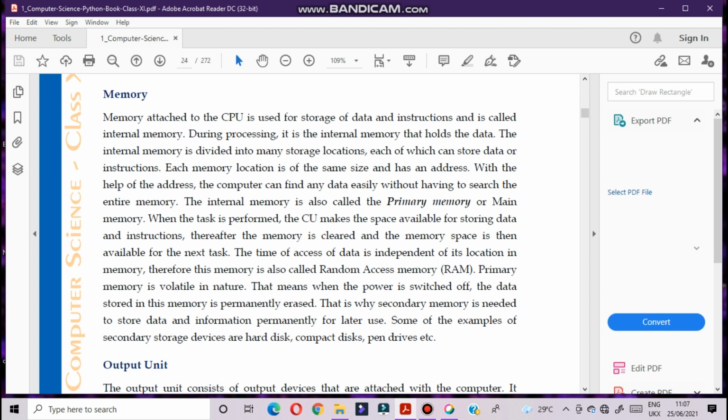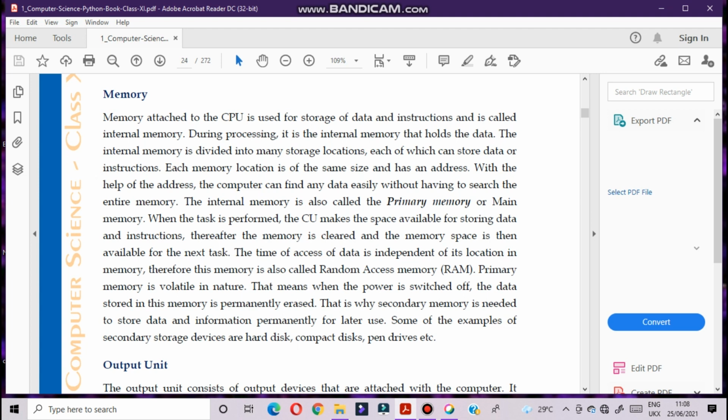So the internal memory is also called the primary memory or main memory. So what is internal memory? When it is attached with the CPU, it is called internal memory. Every memory has a storage location with an address.